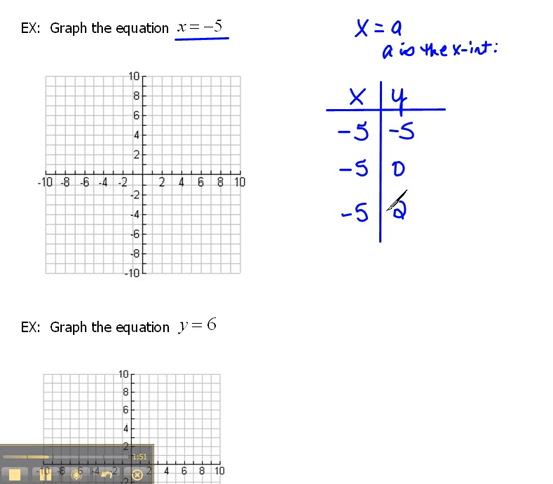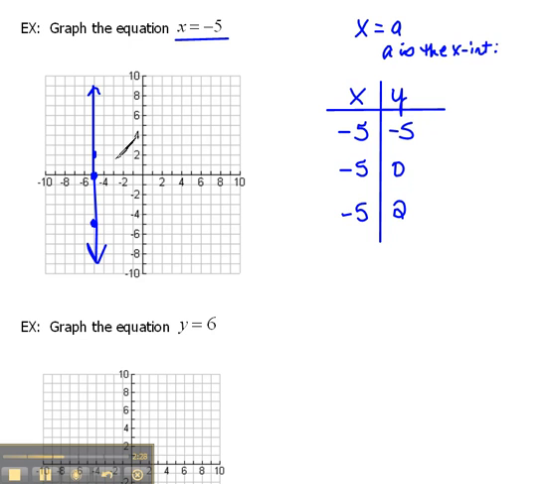Now let's plot those points and see what they look like. -5, -5 would be right about there. -5, 0 would be right about there. And -5, 2 would be right about there. Now that is forming a straight line, and it does appear to be a vertical line. So if you drew yours much nicer than mine, hopefully, you would see that nice straight vertical line crossing through the x-axis at -5.